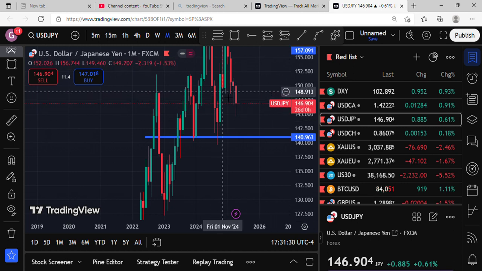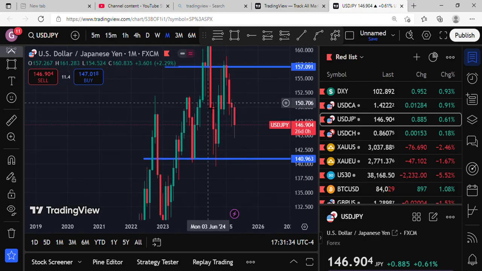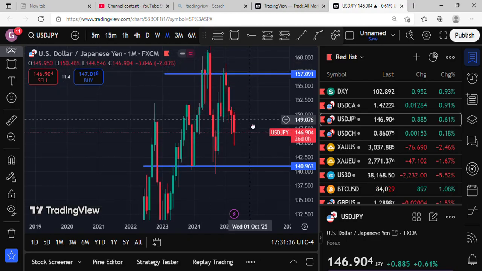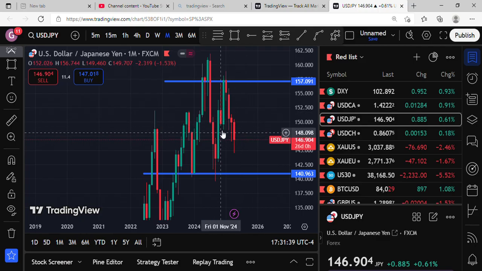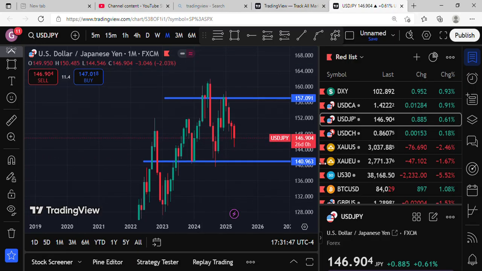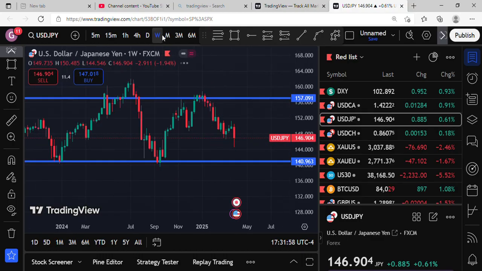Okay, so you see, this is what I'm talking about. We tapped into this fair value gap for the first time, we ran above, tapped into this order block, we've come down, we've completely filled this fair value gap, tapped into this bullish order block, right? Tapped into this bullish order block. So that would mean that we could potentially see price going upwards, right?